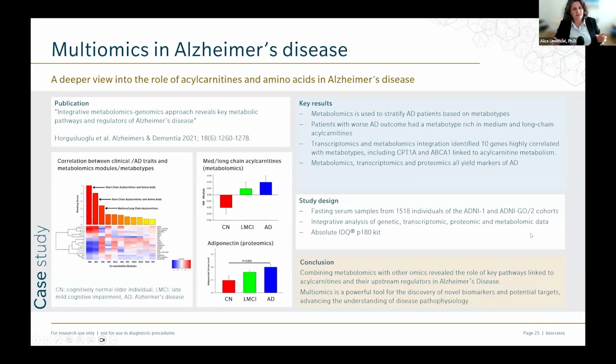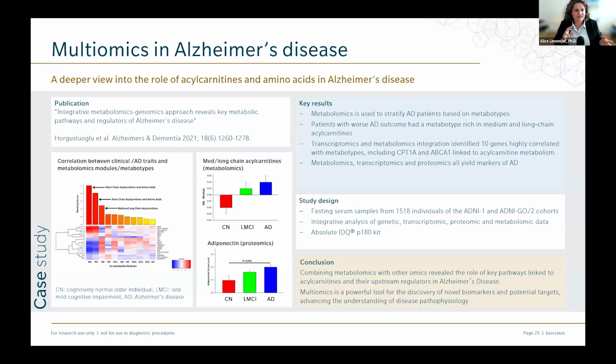And here we have a multiomic study focused on Alzheimer's. This is a study of over 1,500 individuals. What was looked at here is genetics, transcriptomics, proteomics, and metabolomics. So really the whole, the typical toolbox of multiomics.